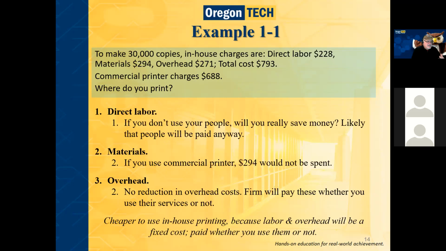And these are the types of things it's trying to get you to think through on an example like this. So direct labor, well, if you don't use your people, are you saving money? Are you laying those people off? Or are you going to have to pay them anyway? And that's the type of decision making. If it said, okay, that direct labor, you're not going to have to pay the people that $228 because you're going to fire them all, just do outside. In that case, the direct labor might be saving that $228 up here.